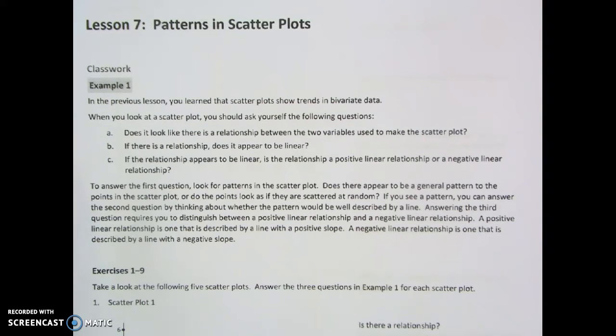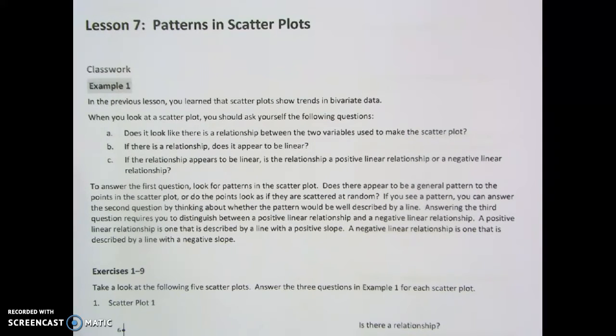We've been looking at bivariate data, and when we look at a scatter plot with the data plotted, there's some things we want to look at. First of all, does it look like there's a relationship between the two variables? Is there some type of pattern there? We answer that basically as yes or no. And then we decide if that pattern is forming a linear relationship or not. Is it linear or nonlinear?